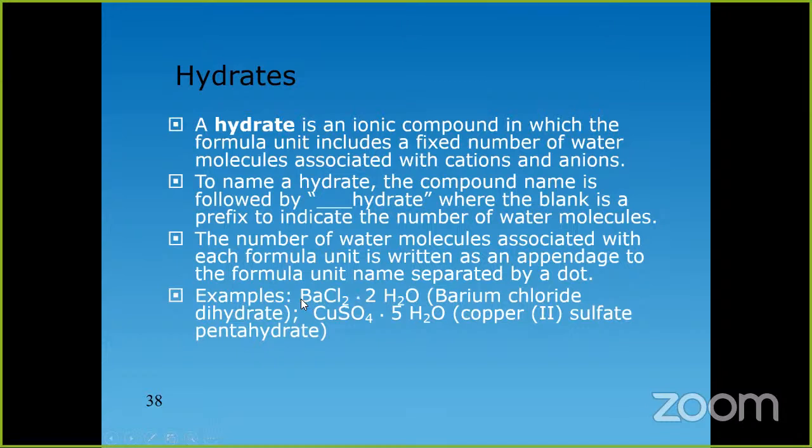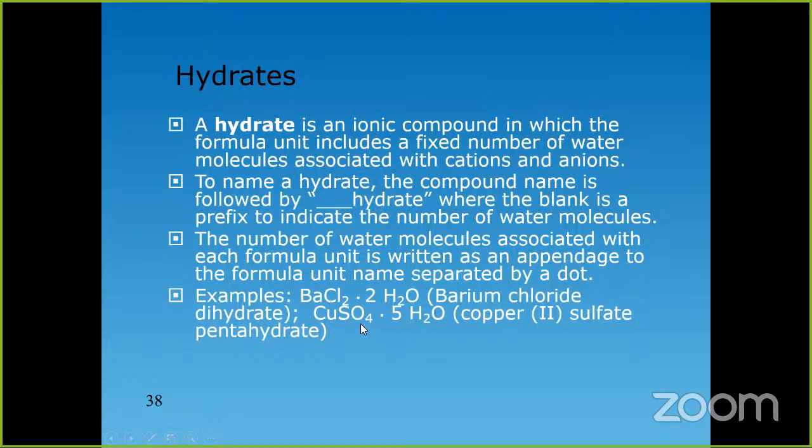So if you're calculating the molar mass of all of this, you have to add up the barium plus the 2 chlorines plus whatever the molar mass of water is, multiplied by 2, right? And then you add them all together. So the dot does not mean multiply. Some students, for some reason, confuse the dot as a multiplication symbol, all right?